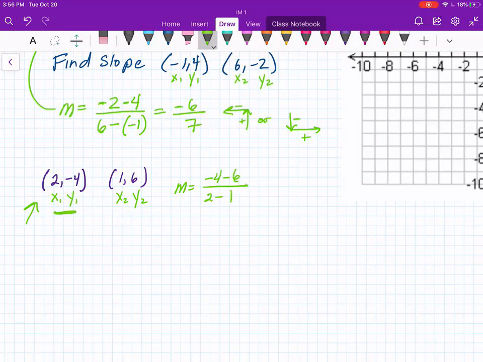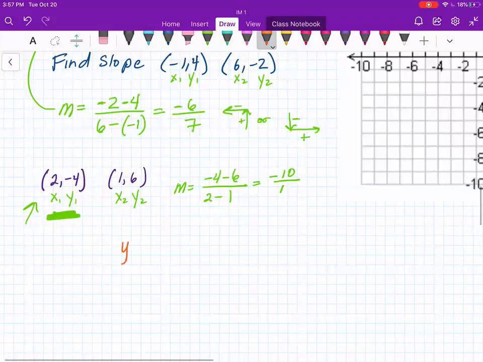Again, I need to use these points first on top and on bottom to keep it consistent. So from here, I get -10 over 1. So my slope is -10. I'm going to rise 10 and run 1. Now I'm going to go ahead and give you our y-intercept, and that is (0, 16).